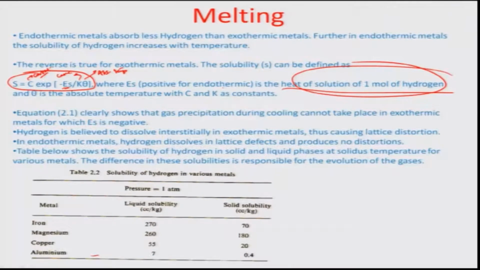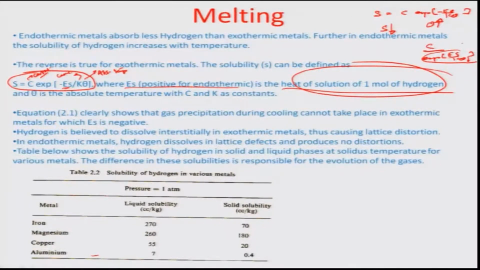So, the Es is positive for the endothermic materials. So, therefore, supposing theta were to increase, I am saying S equals C exponential minus Es by k theta. So, if theta were to increase and Es is positive in this particular case, obviously the solubility is going to go up as you are going higher in temperature, and the solubility would be less as the temperature goes down, okay, because now in C exponential minus Es by k theta, this term as theta goes down would decrease and the solubility goes down as the theta goes down also.